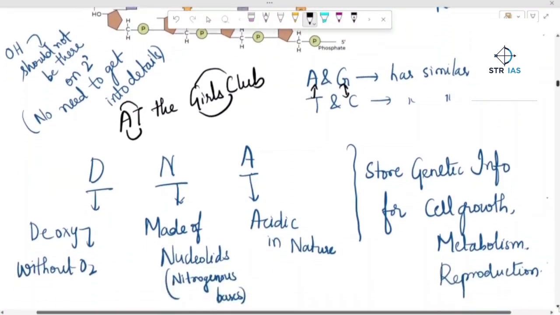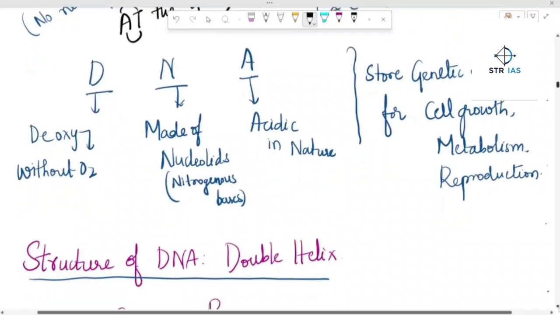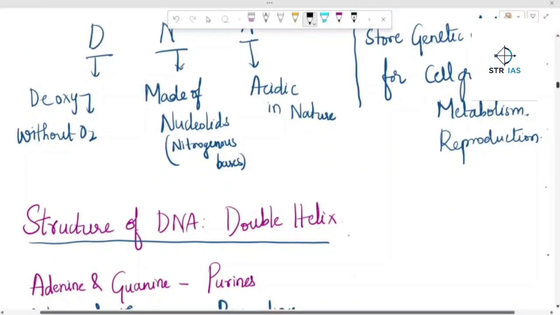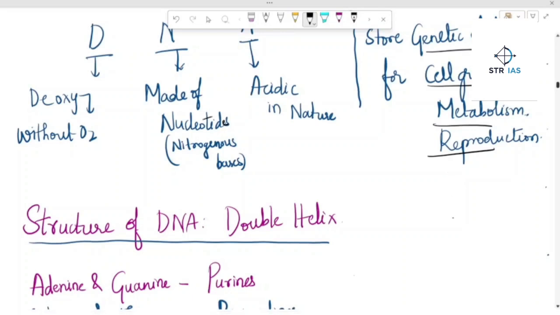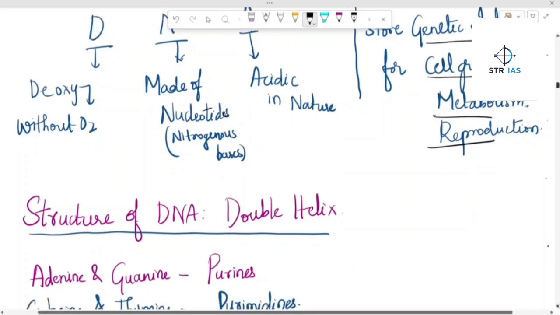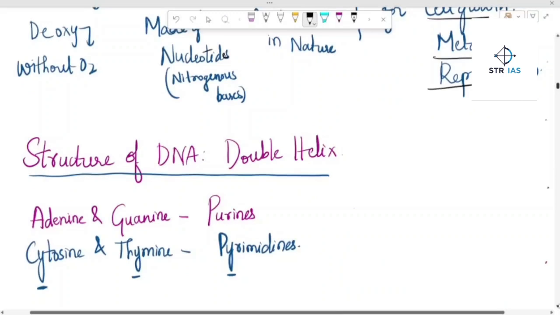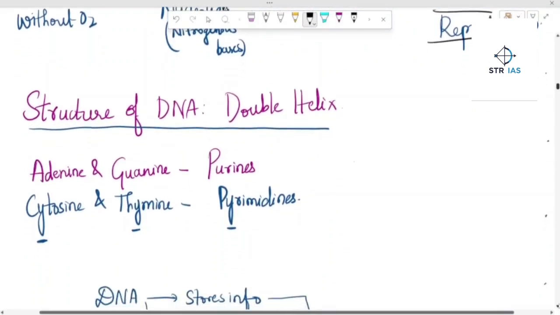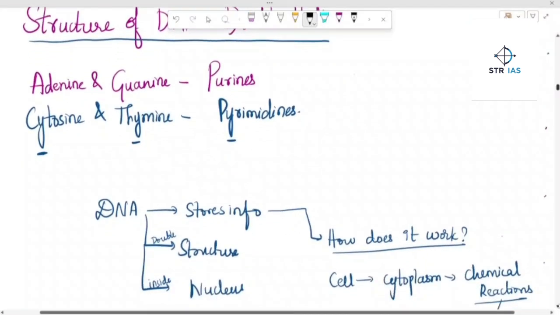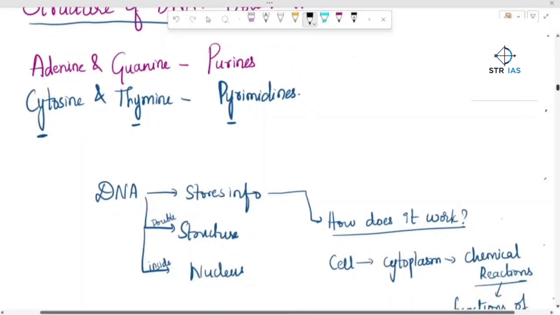So deoxy means without oxygen. Nucleic means made of nucleotides, and it is acidic in nature. It has genetic information for cell growth, metabolism, reproduction, and response to stimuli. The structure of DNA is a double helix. We have A and G as purines, and cytosine and thymine are pyrimidines.